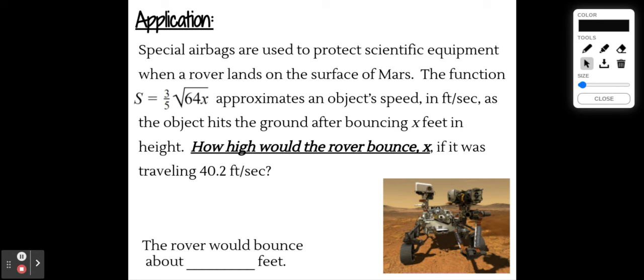So imagine this rover here is traveling a little over 40 feet every second, and it's going to land on the surface of Mars. When it lands, it's going to bounce. We want to figure out how many feet is it going to bounce when it's traveling 40.2 feet per second. Okay, so let's use the equation that we're given here. I think we're going to have to plug in a variable.